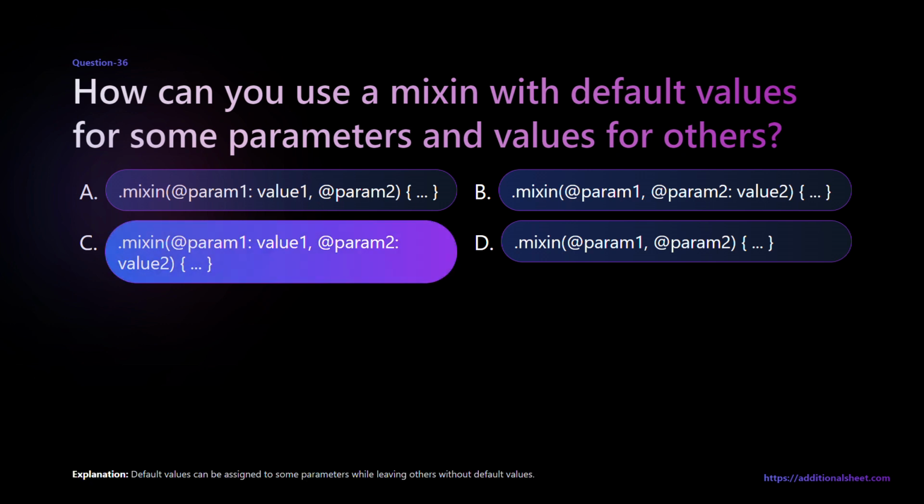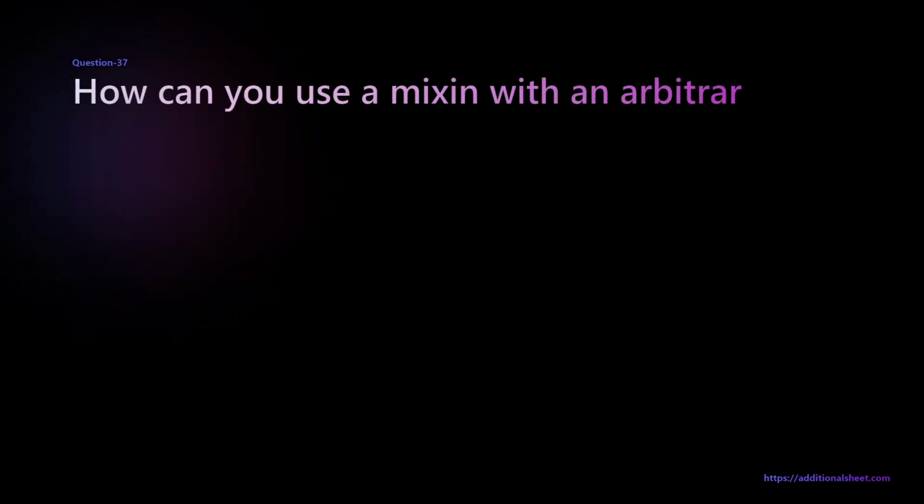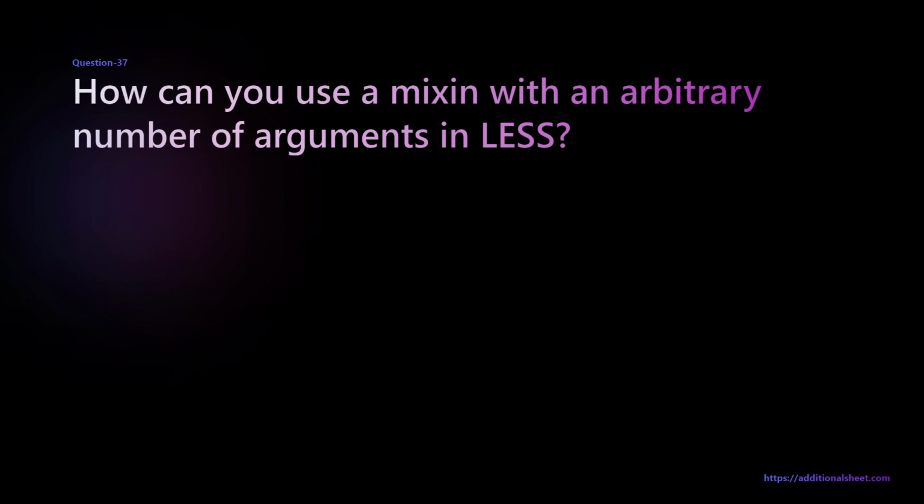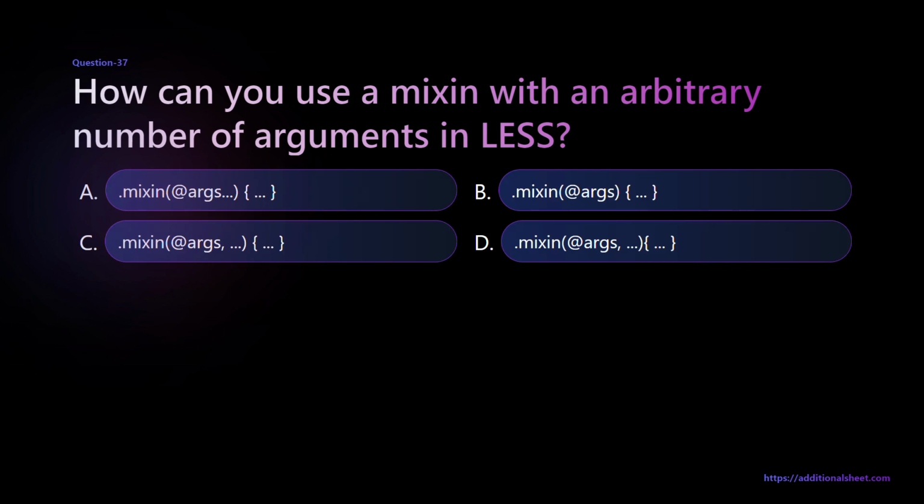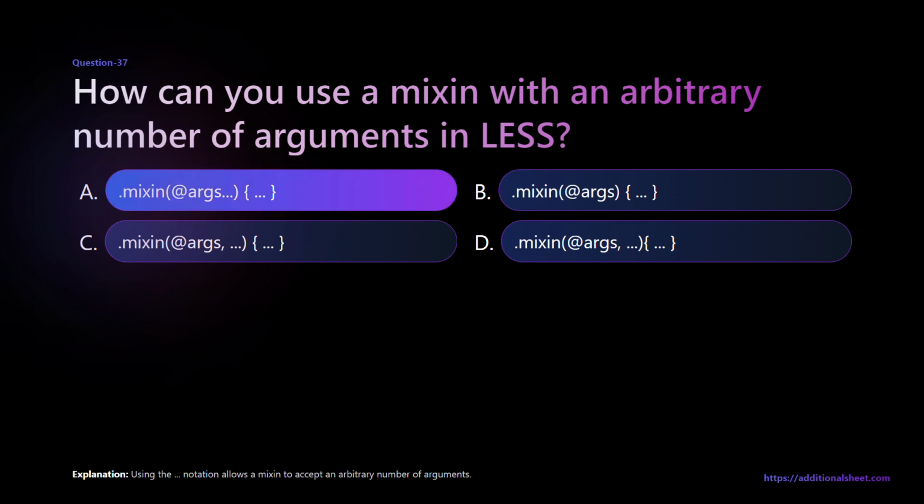The correct answer is option C, mixin param 1 value 1, param 2 value 2. How can you use a mixin with an arbitrary number of arguments and less? Option A, mixin args. Option B, mixin args. Option C, mixin args. Option D, mixin args. The correct answer is option A, mixin args.